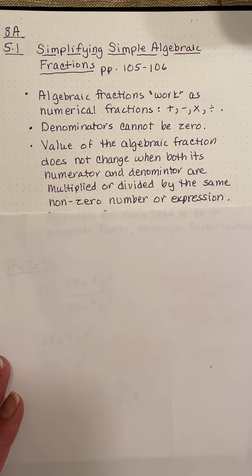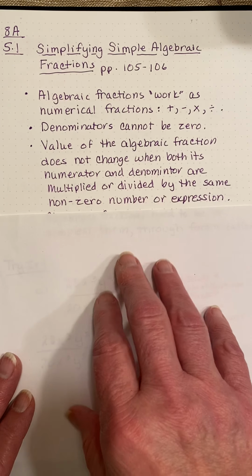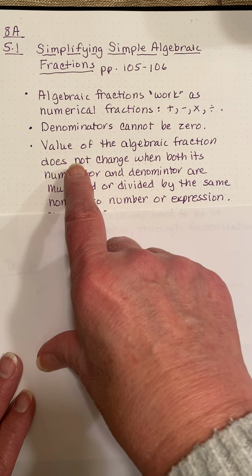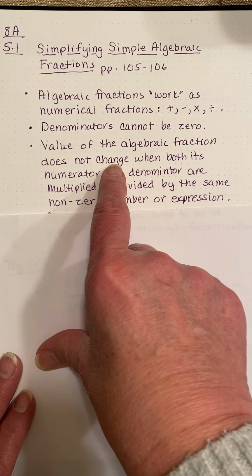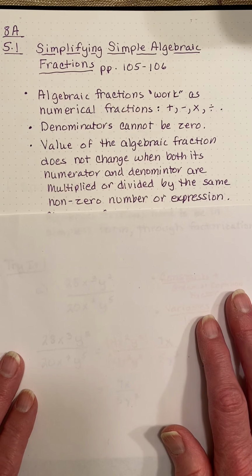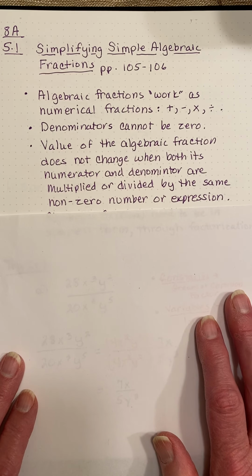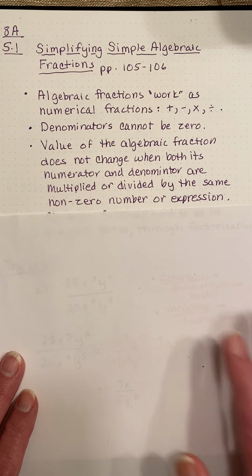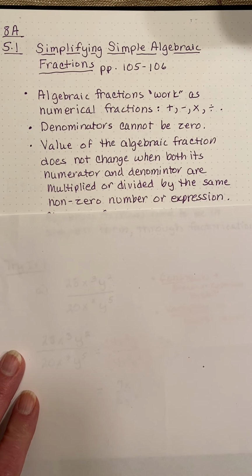The next thing to remember kind of goes with having equivalent fractions, making equivalent fractions. So think of that as you read through this and write it down. The value of an algebraic fraction does not change when both its numerator and denominator are multiplied or divided by the same non-zero number or expression. So if you are multiplying or dividing by the same non-zero number or expression, you're basically multiplying or dividing by 1. And so you don't really change the ultimate value of that fraction. You just simplify it or increase it.